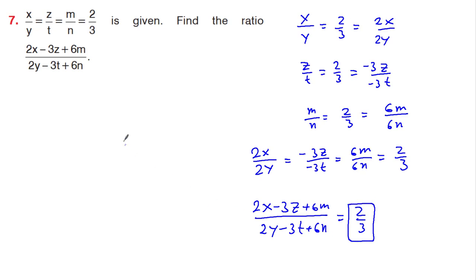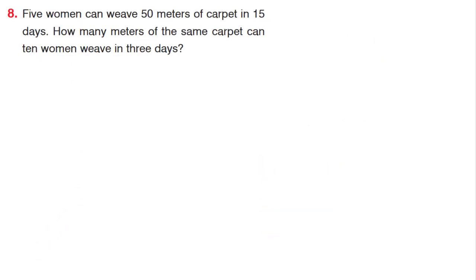is going to be 2 over 3. Another way to solve this problem would have been to separately express x's in terms of y's, z's in terms of t's. So x you can express from here, and z you can express from here, and m you can express from here. Substitute x, z and m correspondingly in the fraction, and you will still get the same answer.